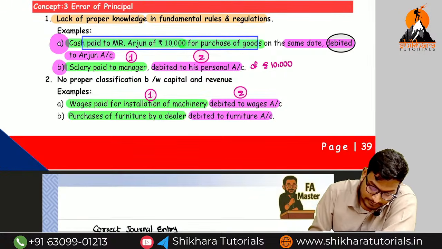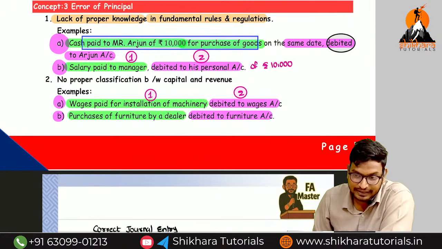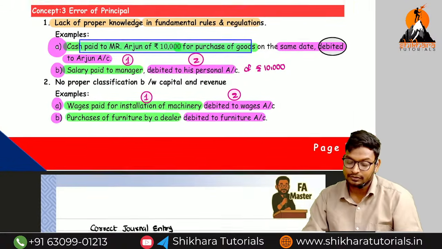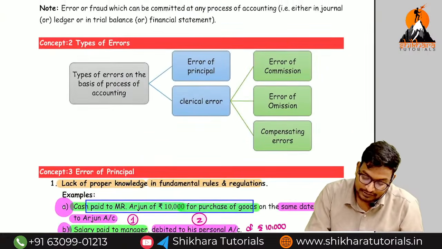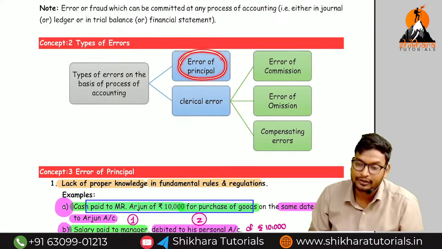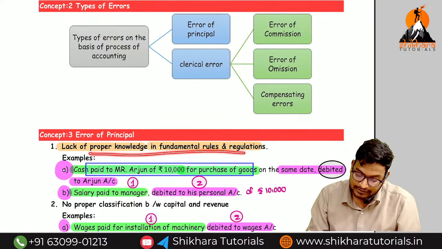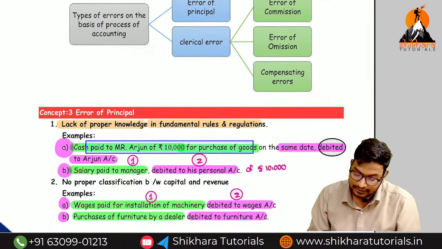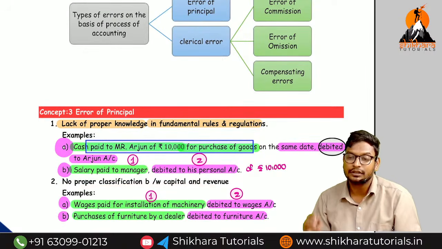1, 2, 3. So this one I am giving to practice. Practice this question. So till now we have completed error of principle. What is the meaning here? Error of principle means due to lack of proper knowledge in fundamental rules and regulations and lack of proper classification between the capital and revenue transactions.